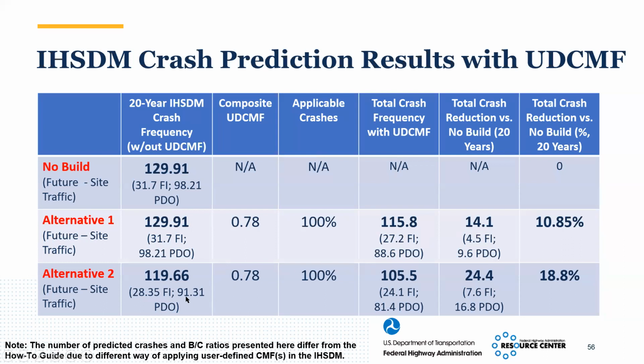But for alternative 2, since some of the changes were captured in the CPM, 119 was the crash prediction prior to composite CMF application, but then applying that composite resulted in 105. And then in terms of the percent reduction, 10.8% reduction by alternative 1, but 18.8% by alternative 2.